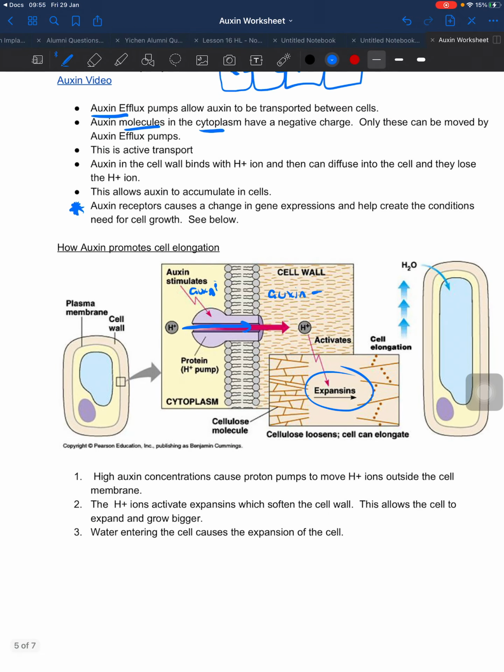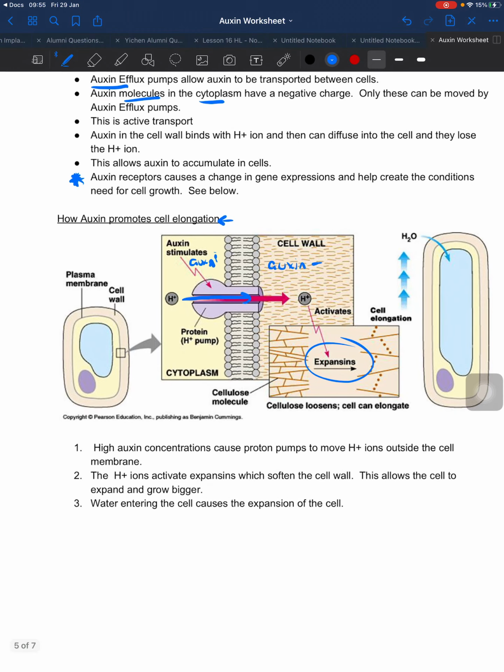Now, looking at one specific one about cell elongation here is something that looks kind of familiar. We know about proton pumps made out of proteins, right? So one thing auxin does is it promotes the movement of H+ ions into the cell wall, okay? Now once you're in there, H+ ions activate proteins called expansins.